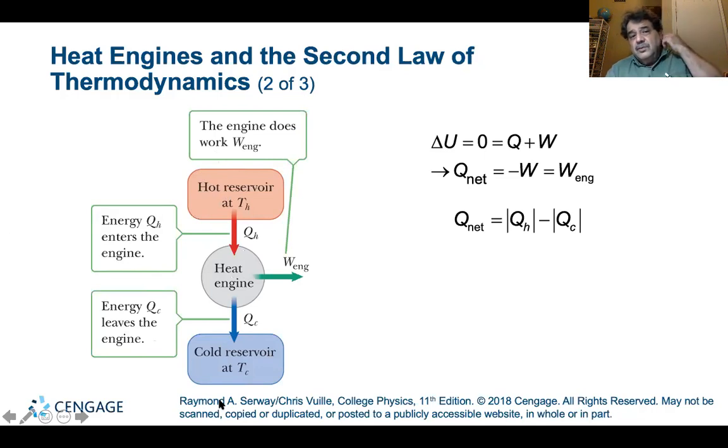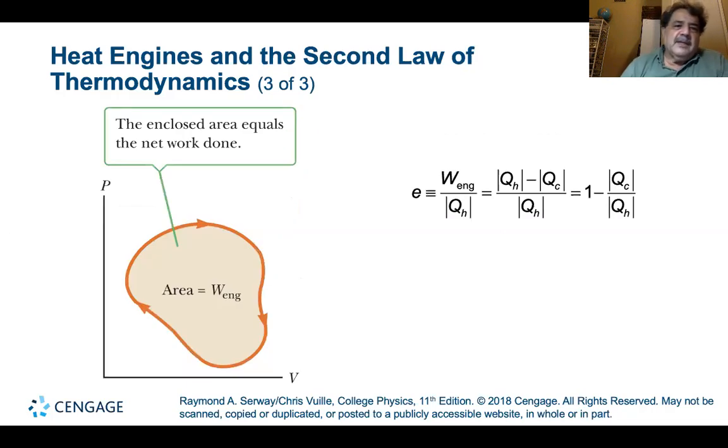So delta U equals 0. So Q plus W equals 0. So Q net is equal to minus W, which equals W of the engine. So Q net equals Q hot minus Q cold. Now the enclosed area equals the net work done. You remember we saw earlier for isobaric, the work under the curve was the work done. So here, the area inside the cycle is the work done.